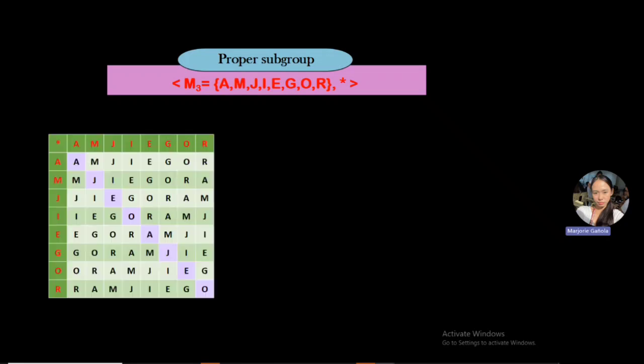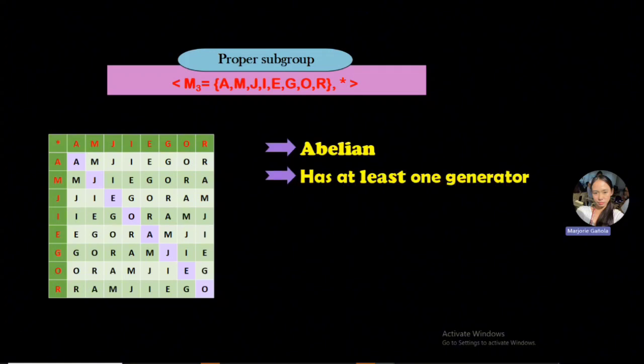We also have here M sub 3 with the elements A, M, J, I, E, G, O, and R. Just like the first subgroup, let us see whether it satisfies the condition. As you can see in here, the table is symmetric from its diagonal line. They have the same figure. They are symmetric, so we can conclude that it is abelian. Now let's see if it has at least one generator to determine if it is really a cyclic group.